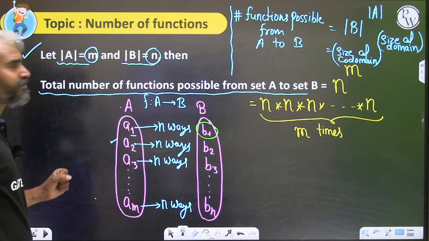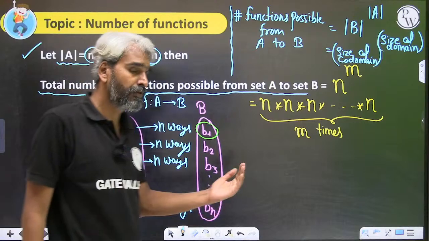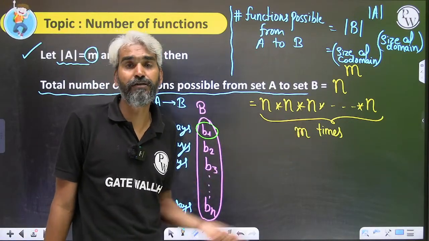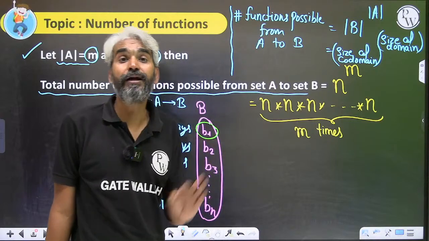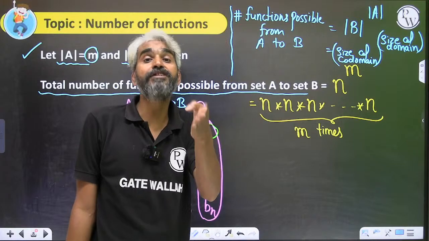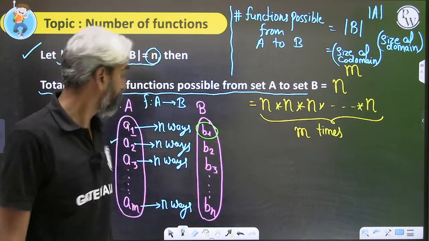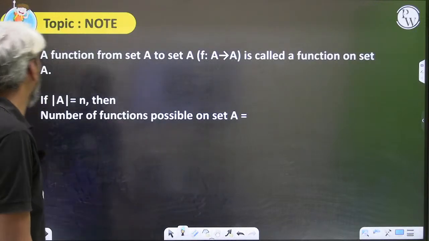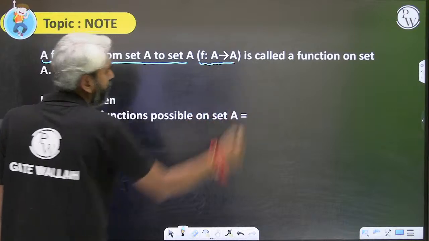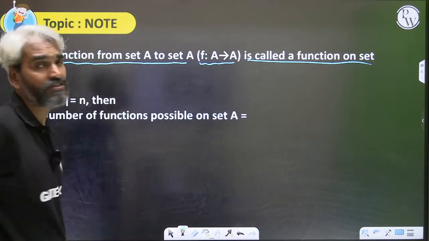Now, if we define a function from set A to set A itself, is it possible to define a function from a set A to the same set A? Yes, it is possible, and it will be called a function on set A, just like a relation. If we define a relation from set A to set A, then it is called a relation on set A. Similarly, a function f from A to A is called a function on set A.